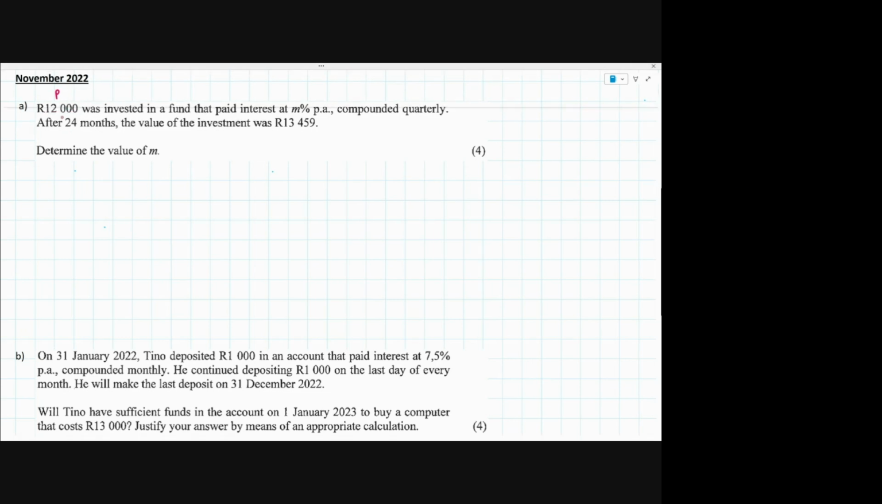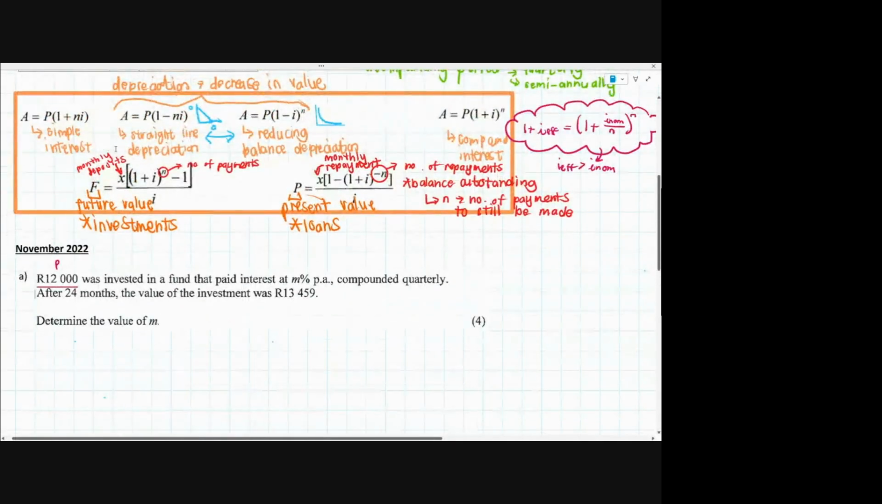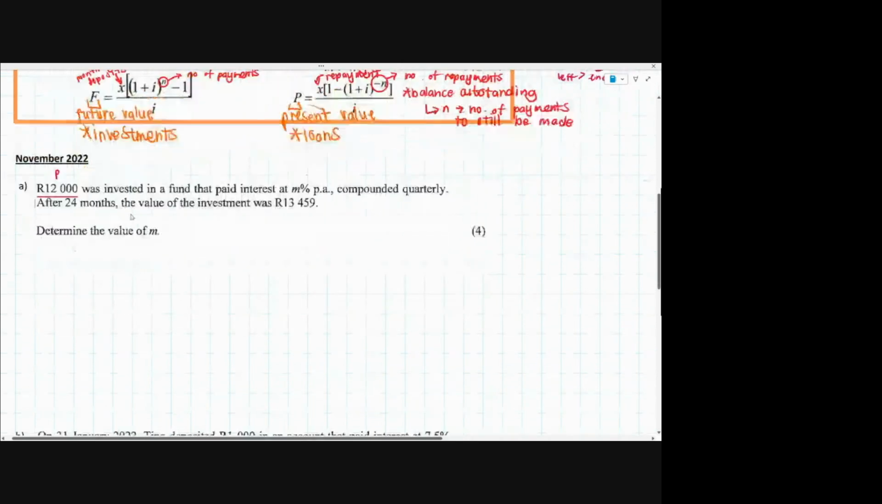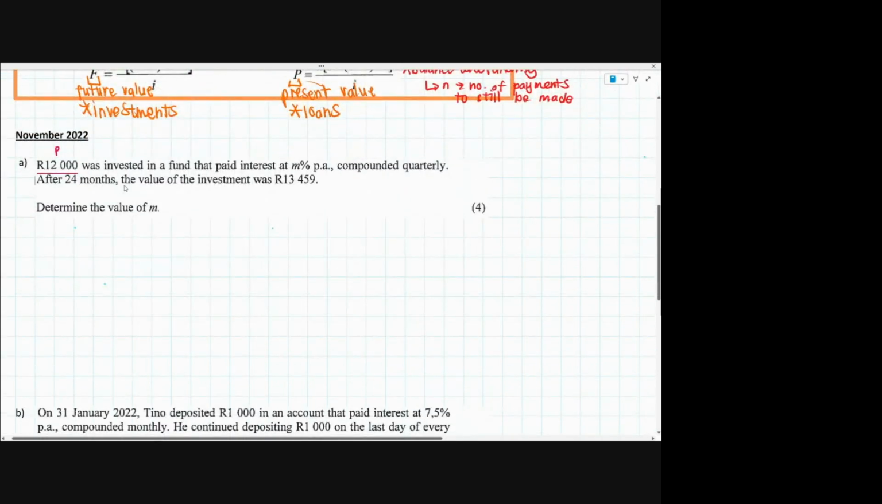Now, I know it's my P value, and I know I'm not working with future or present value, because if you have a look here, your present and your future values represent investments and represent loans. Yes, this is an investment, but it's not telling me anything about monthly repayments. It's not giving me any indication that every single month I'm depositing into this investment account. I'm just putting it in and it's sitting there. Right, so that's my P value.